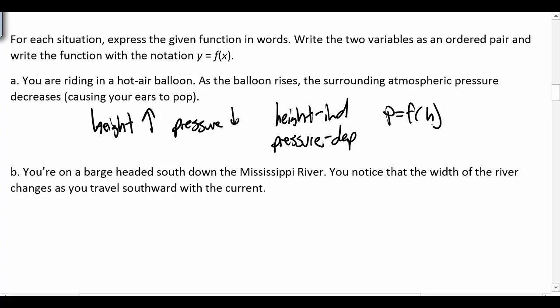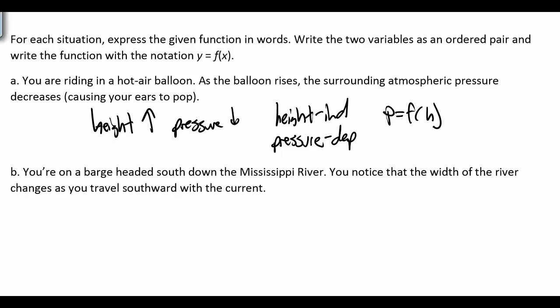Okay, example B, you are on a large barge headed down south on the Mississippi River. You notice the width of the river changes as you travel southward in the current. So we've got width is changing. Okay, the second example, we have a barge headed south on the Mississippi River. We notice the width of the river changes as we travel southward.